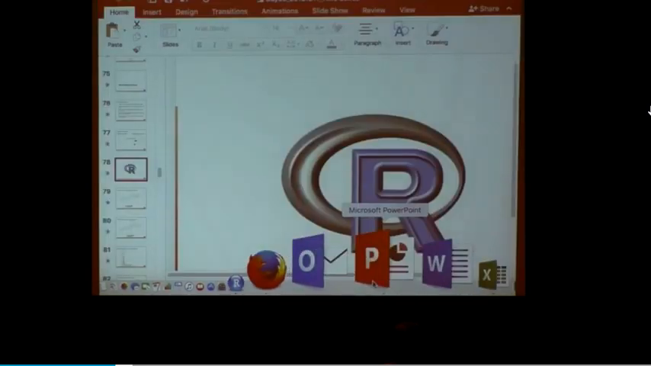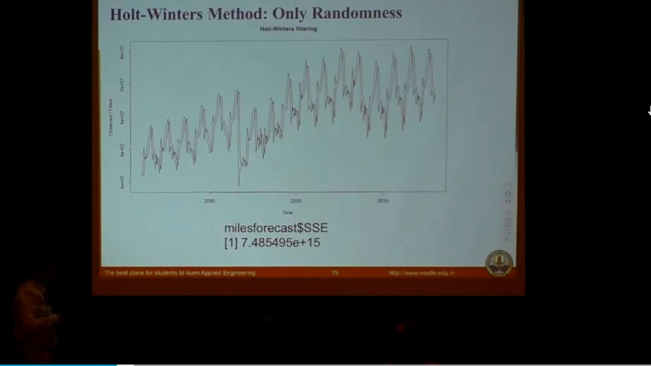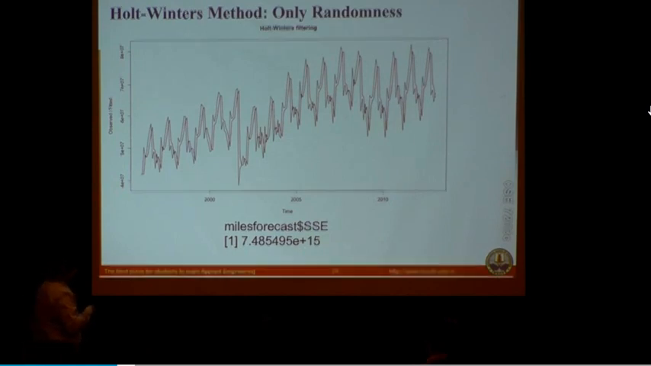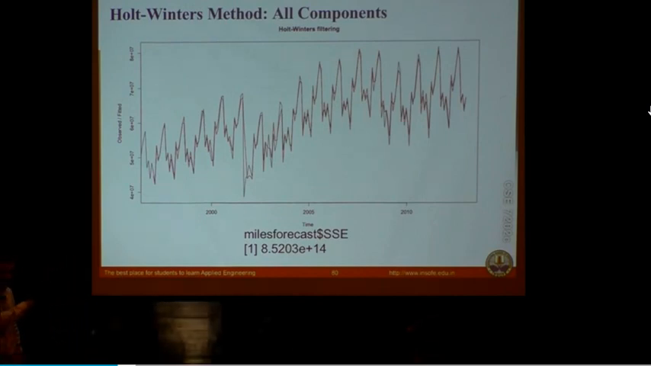And so let's look at these slides. So this was without the trend and seasonality, and this was the total error, sum of squared errors. Once we added the trend and seasonality, by an order of magnitude, it has come down. Looks pretty decent also.